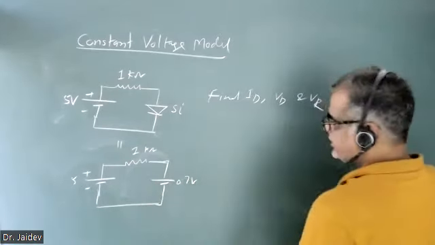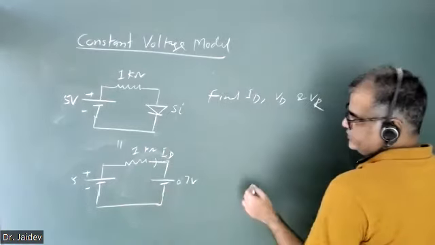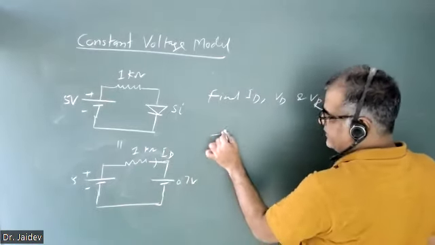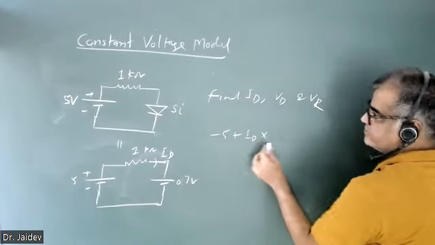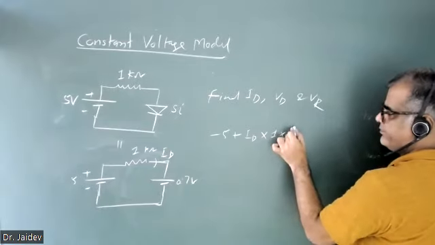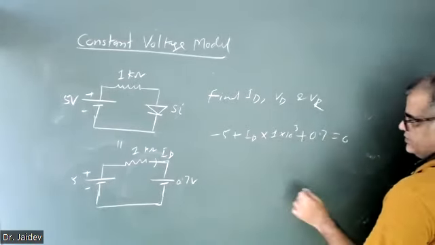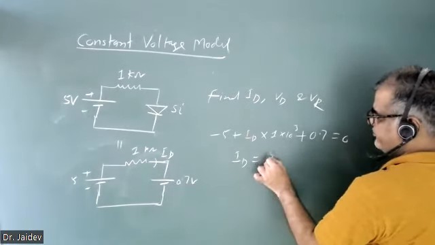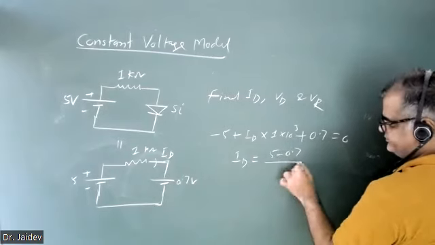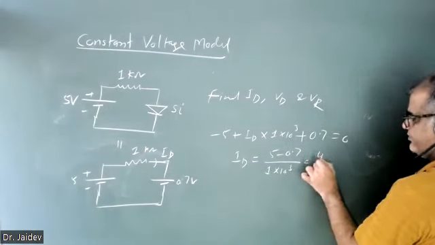Okay, now you can write the current flowing, ID. So what will ID be? -5 plus ID into RD, which is 1 kilo ohm, plus 0.7 volt equals 0. So how much will you get now? ID will be 5 minus 0.7, 4.3 milliampere. Yes, 4.3 milliampere.